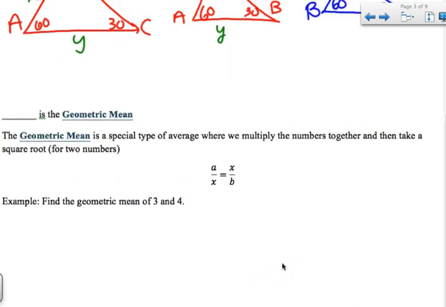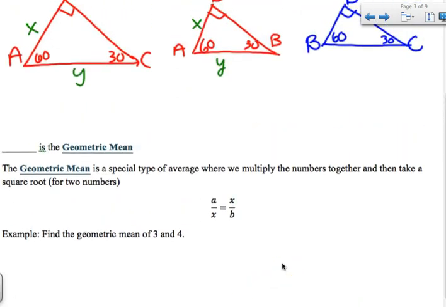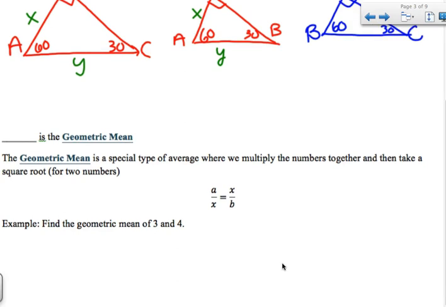So blank is the geometric mean. The geometric mean is a special type of average where you multiply the numbers together and then take the square root of the two numbers. Okay? So we're going to be square rooting numbers. So find the geometric mean of 3 and 4.